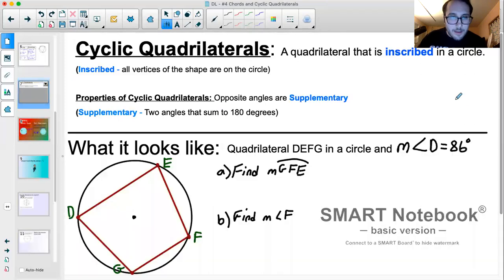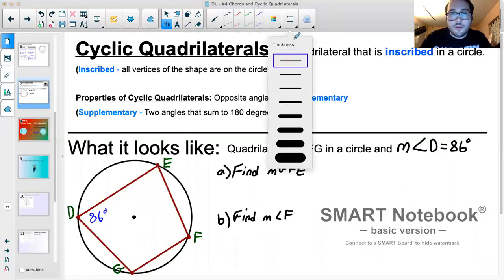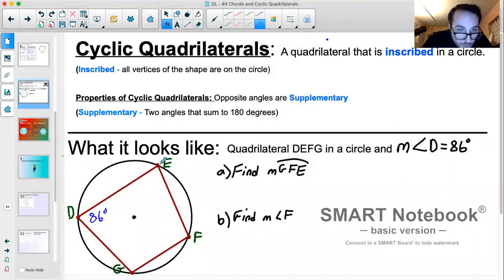So let's see what this looks like. Quadrilateral DEFG is in a circle, and the measure of angle D is 86 degrees. So let's fill that in. The measure of angle D is 86 degrees. Find arc GFE. So this is kind of like a throwback. Let me do something that I think might be a little bit easier. This is the arc that we're looking for.